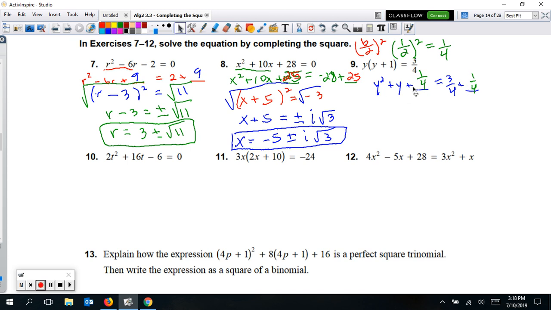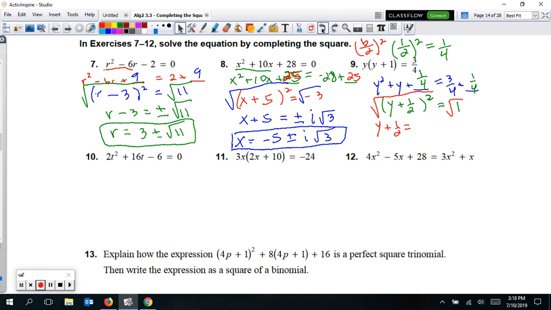So right here, it's going to make a binomial. Our special number is 1/2. 1/2 times 1/2 is 1/4. 1/2 plus 1/2 is 1. So it's y plus 1/2 in the binomial squared. And over here, 3/4 plus 1/4 is 1. And so now we would take the square root of both sides on this one. And we would end up undoing and canceling our square out.